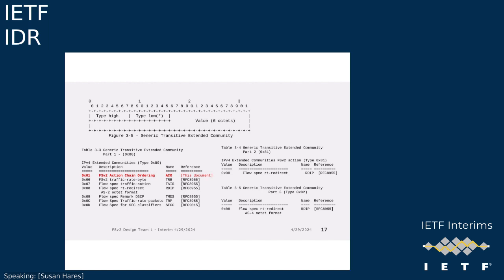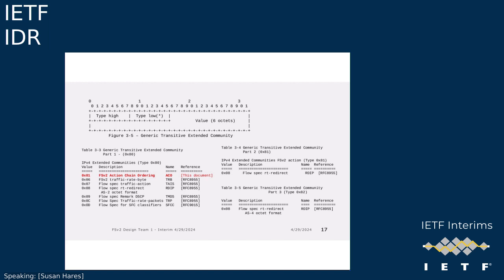But these actions can interact. For example, the traffic rate by byte versus the traffic rate by packet. The redirects, we have four or five different types of redirects. And we have a FlowSpec classifier. Those are all in extended community. We also have a DSCP marking. And then we have traffic actions, which can give various terminal terms, say this is the last of the FlowSpec actions, and if any more come, ignore it, or copy the packet.